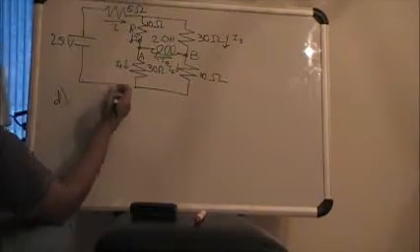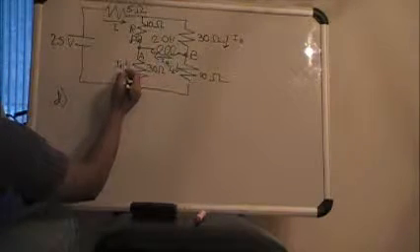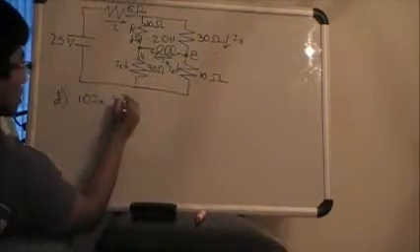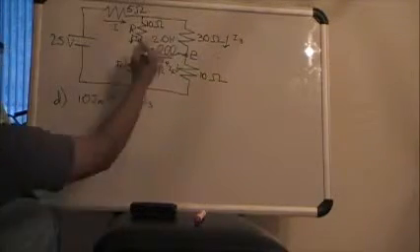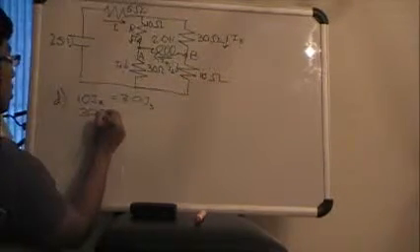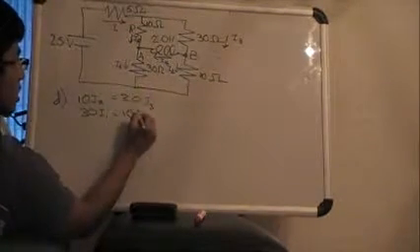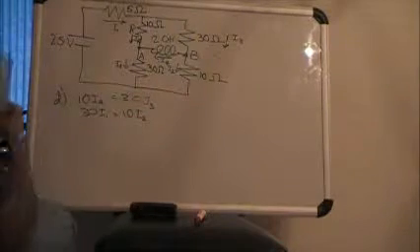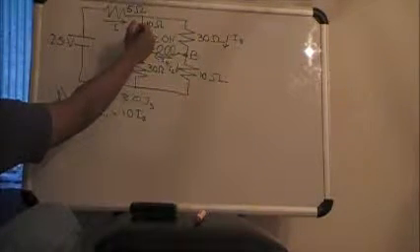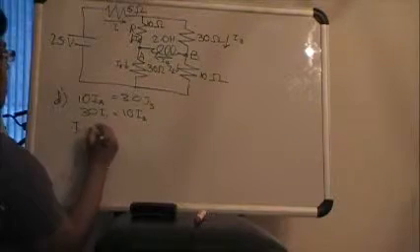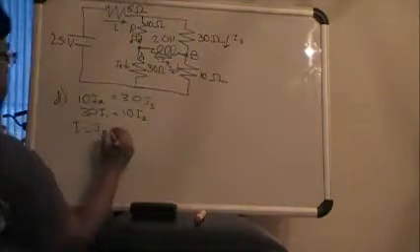So how we do this problem is we have to recognize that these voltages are equal to each other and these voltages are equal to each other. So 10 times IR is equal to 30 times I3, and 30 times I1 is equal to 10 times I2. And then we use the junction rule to find out that I equals IR plus I3.